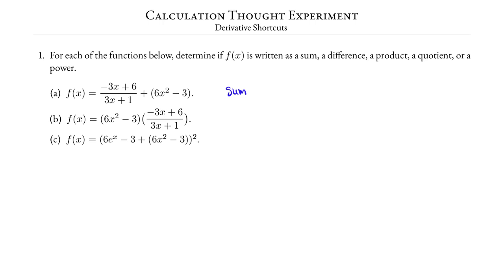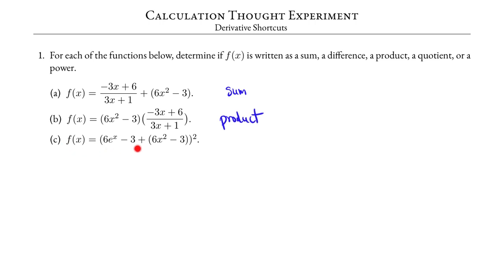For the second part, we see that f of x is the product of two factors. The first one is 6x squared minus 3, and the second one is negative 3x plus 6 over 3x plus 1. This is a product.